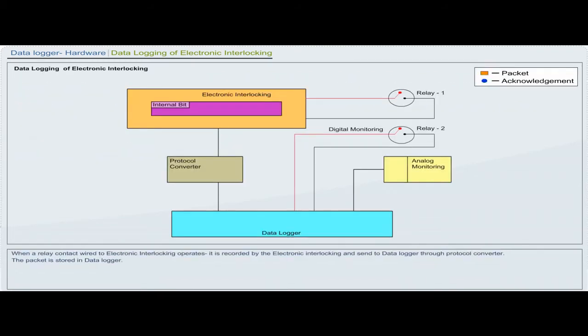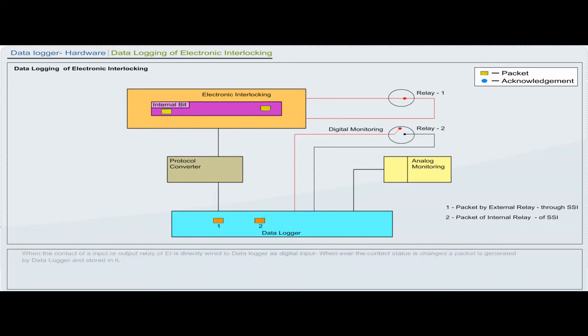When a relay contact wired to the electronic interlocking operates, it is recorded by the electronic interlocking and sent to the data logger through the protocol converter. The packet is stored in the data logger. When a relay or internal bit of the electronic interlocking changes its status, a packet is generated by the electronic interlocking and sent to the data logger through the protocol converter. When the contact of an input or output relay of the electronic interlocking is directly wired to the data logger as digital input, whenever the contact status changes, a packet is generated by the data logger and stored in it.